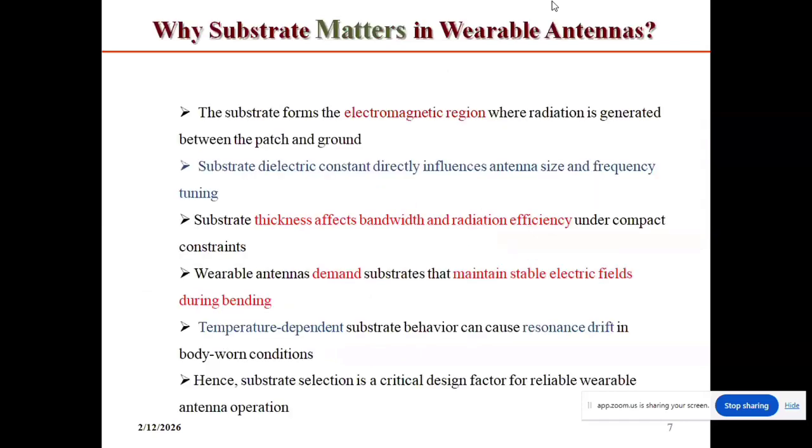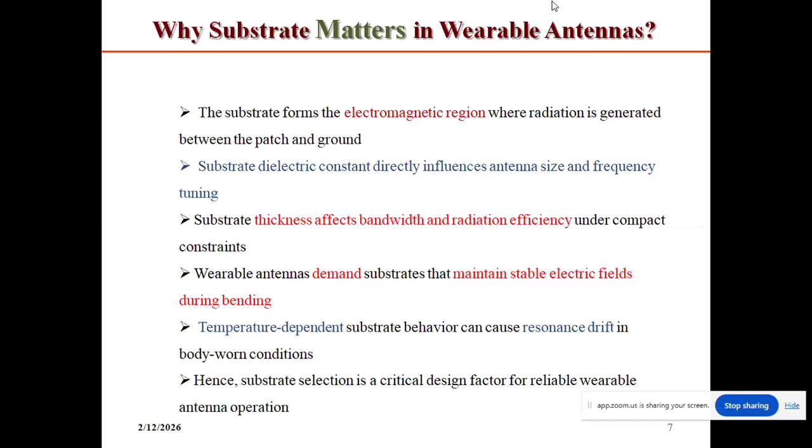And why does the substrate matter in a wearable antenna? The substrate forms the electromagnetic fields generated between the patch and ground. The substrate dielectric constant directly influences the antenna size and frequency. That is, antenna size is directly proportional to the dielectric constant. We know this from the transmission line model of the microstrip patch antenna. The size of the antenna mostly depends upon the dielectric constant of the substrate. The frequency of the antenna is also influenced by the dielectric constant.